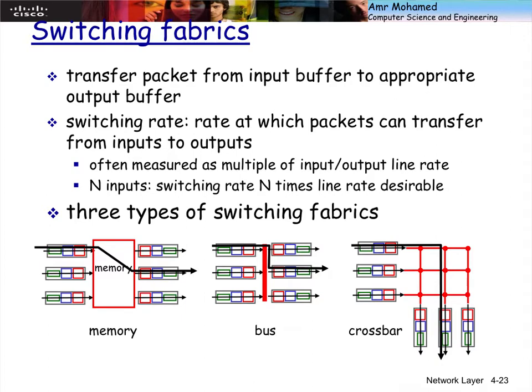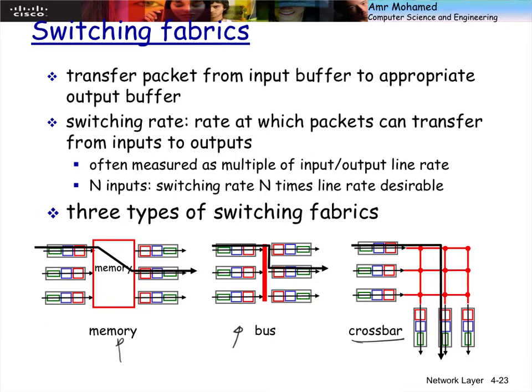So to zoom in again at the switching fabrics, we have three major architectures for the switching fabrics. We have the shared memory architecture, we have the bus architecture, and we have the crossbar, or what we call the Banyan networks, which is basically based on a grid of interconnected buses. So we need to talk about the pros and cons of each of these architectures.